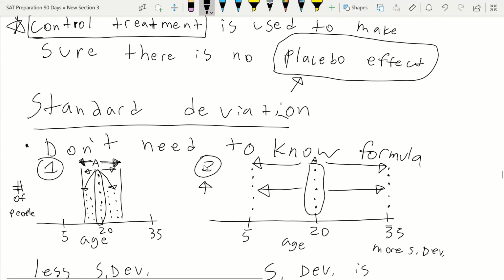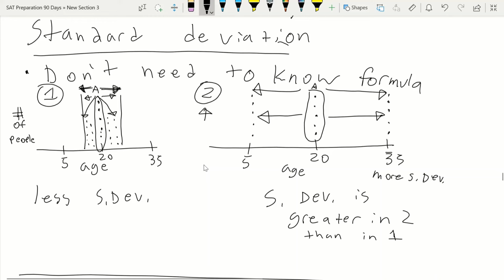All right, so next we have standard deviation. For standard deviation, you do not need to know the formula, which is probably a good thing because the formula is slightly complex. It's not too bad, but it's good that we don't need to know it, because anything that we don't need to know for the SAT is probably a good thing since we want to score highly on it. All right, so the formula for the standard deviation is unnecessary to know.